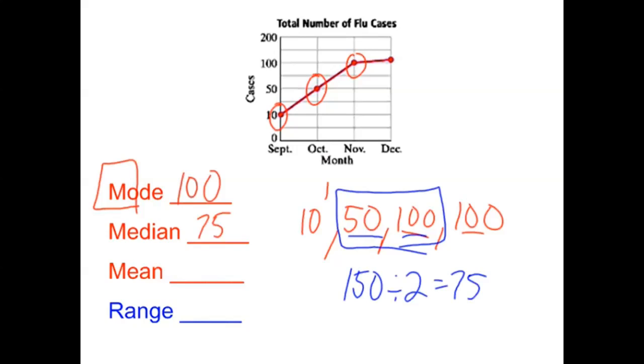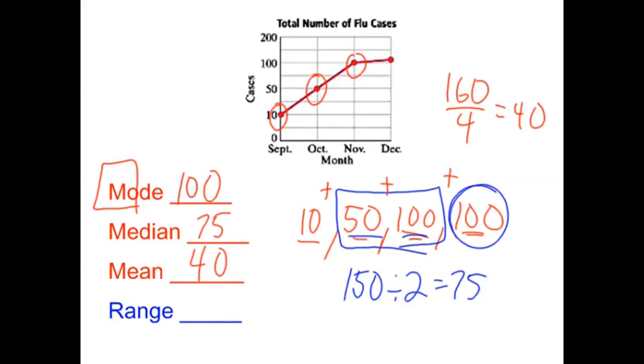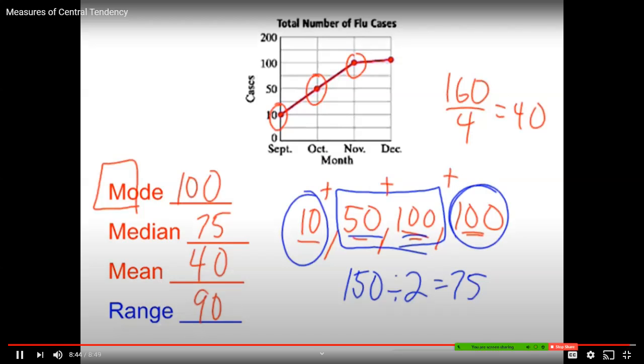The average, if I were to add up 100, 100, 50, and 10, I would get 160. I'm going to divide by 4 because there's 4 pieces of data, and 160 divided by 4 is 40. So our mean, or our average, is 40. And last but not least, to find the range, we take the high piece of data minus the low. Our range of data would be 90. So that's how you find the measures of center, or the measures of central tendency.